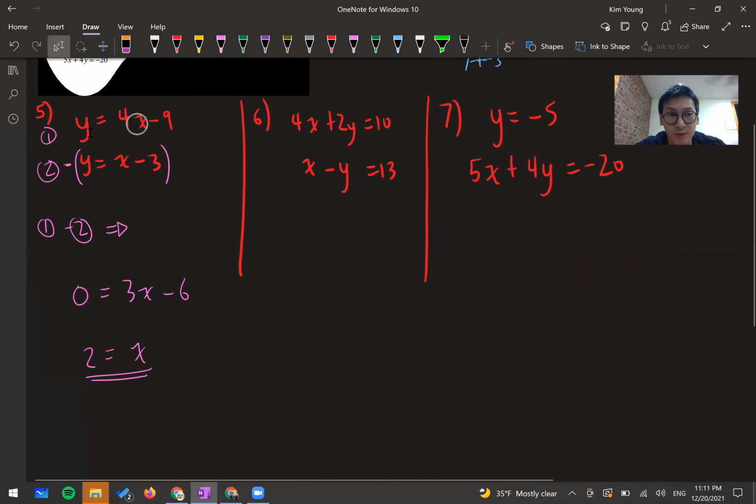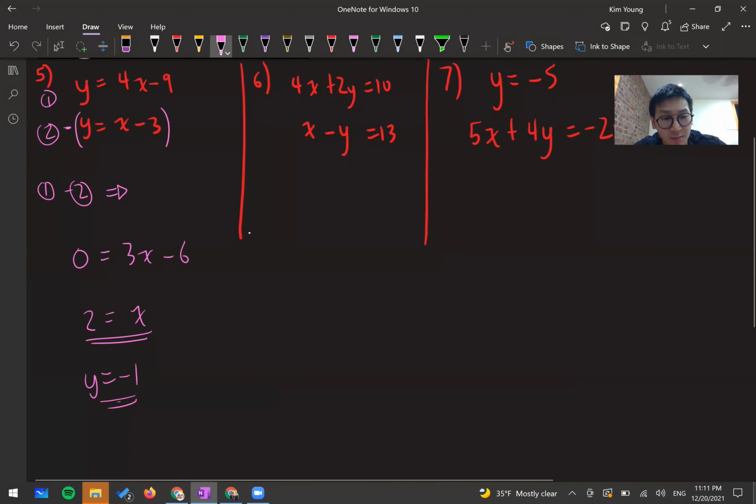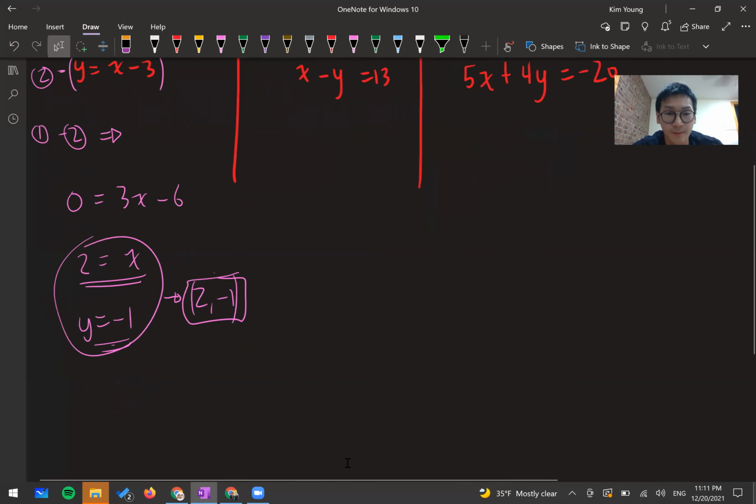When x equals 2, that means y is equal to 4 times 2, which is 8 minus 9, which is negative 1. Okay, so that means y is equal to negative 1. In other words, the solution is going to be this, and to clean it, you could also just say 2 comma negative 1, in ordered pair. Okay, great.